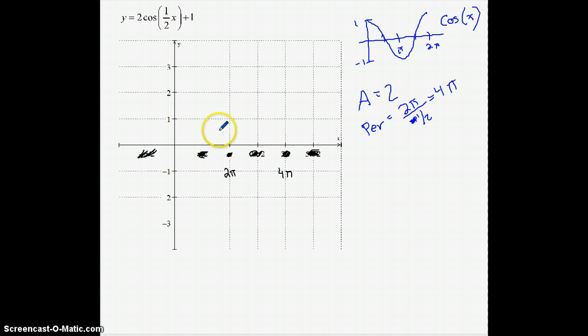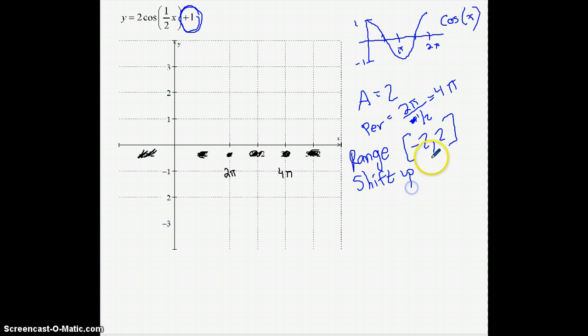Okay, so again, we have an amplitude of 2, so based on an amplitude of 2, we would have a range of -2 to +2. However, we also have a phase shift, not phase shift, a vertical shift of 1. We have 1 being added on the outside. So what is that going to do? That's going to take the entire graph and shift up by 1. So the range, instead of being -2 to 2, is going to start at -1 and go up to 3.